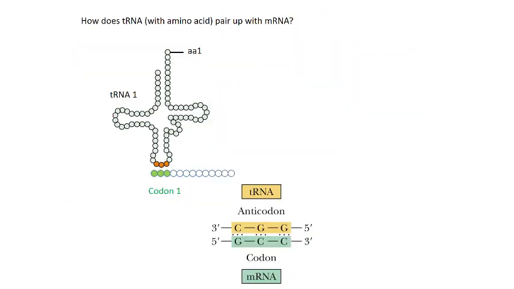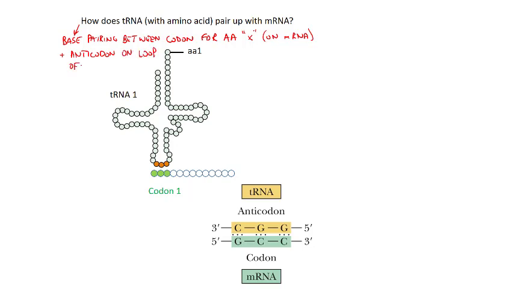All right, how does the tRNA pair up with the mRNA? We always said before it is base pairing between the codon for amino acid X, that's on the mRNA, and the anticodon on the loop of the tRNA for X.